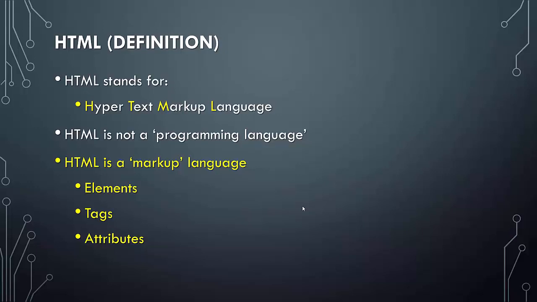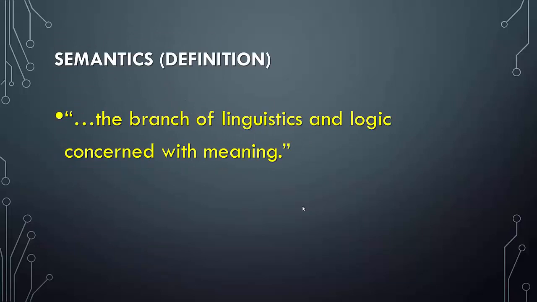So we'll discuss elements, tags, and attributes later. The term used to identify this outcome or this meaning is semantics. Now, one quote I found online about semantics, the definition of it, is that semantics is the branch of linguistics and logic that is concerned with meaning.